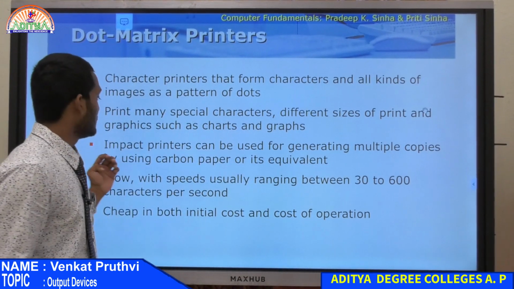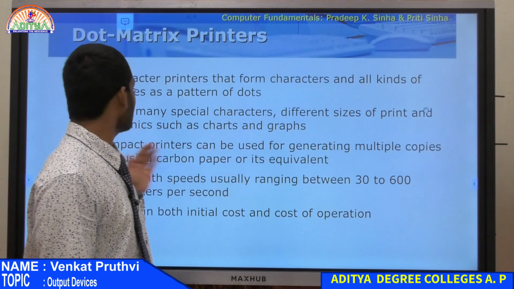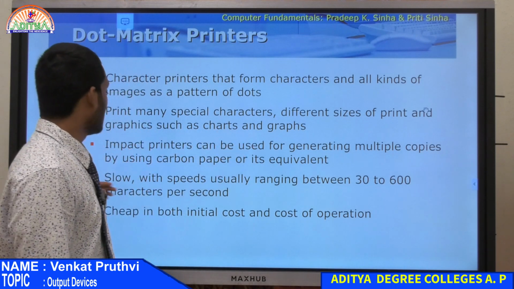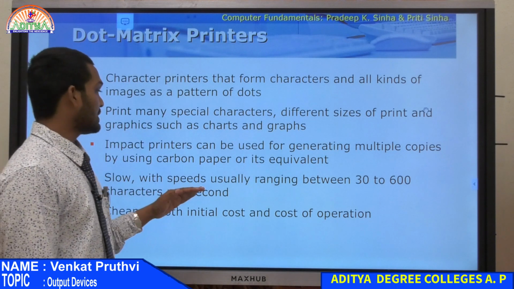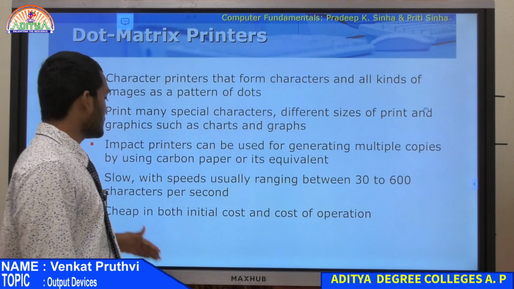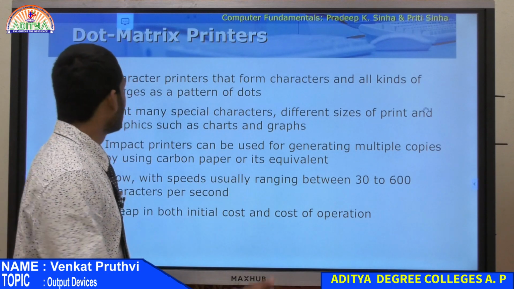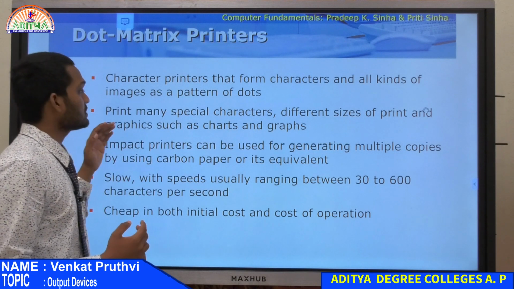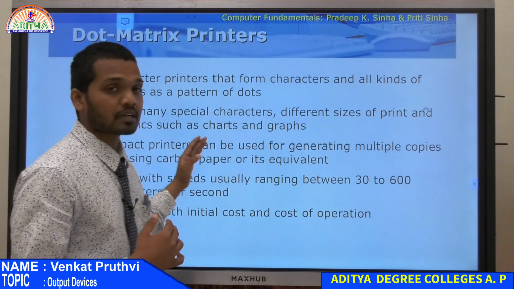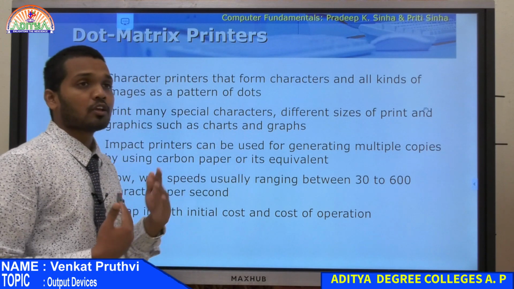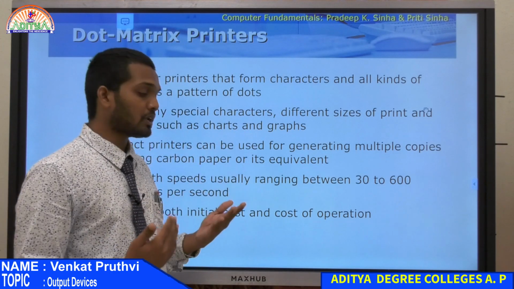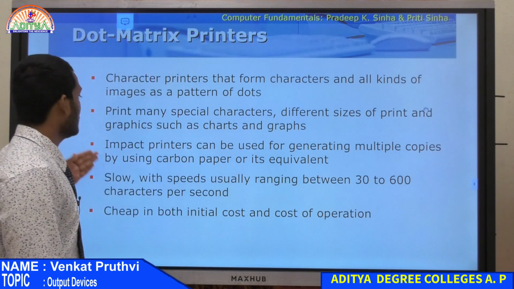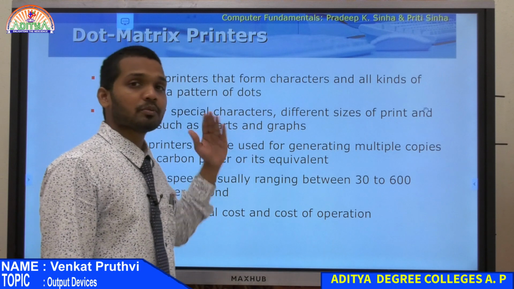Next, the impact printers can be used for generating multiple copies by using carbon paper or its equivalent. Slow, with speeds usually ranging between 30 to 600 characters per second, cheap in both initial cost and cost of operation. These dot matrix printers have many characteristics, and some of them are that they are able to identify and print many special characters, different sizes of print, that is the size of the paper that you get as an output, A4, A3, A5 and so on. And also graphics such as charts and graphs can be visualized by them.